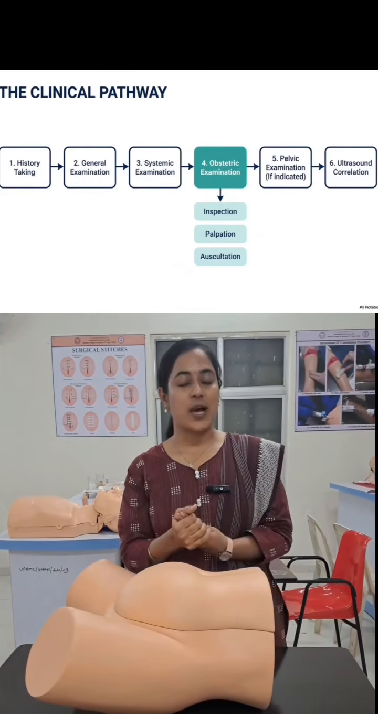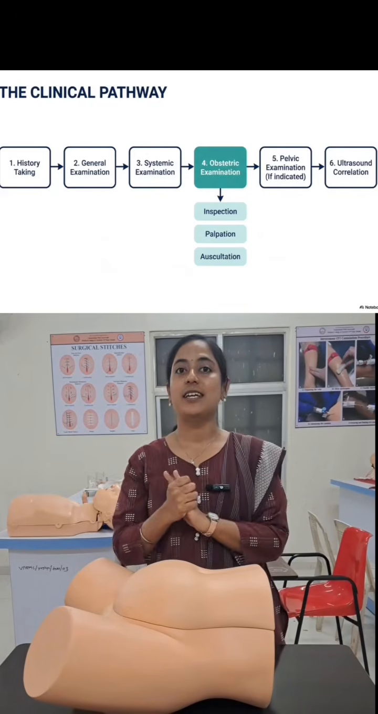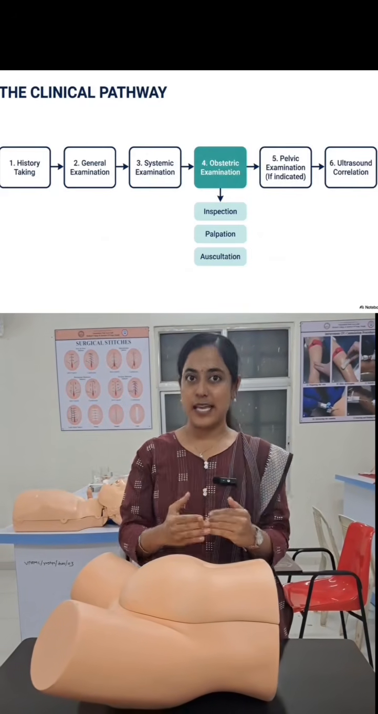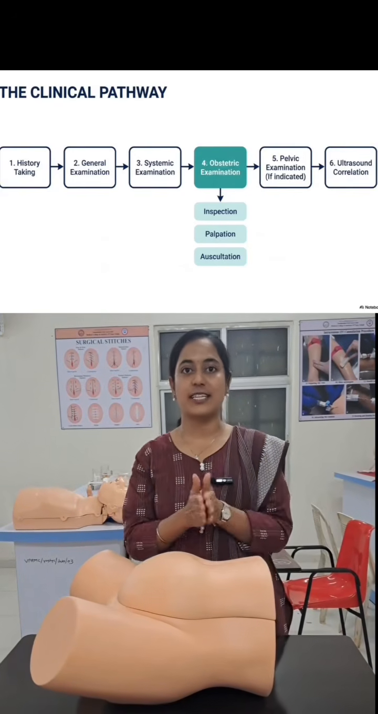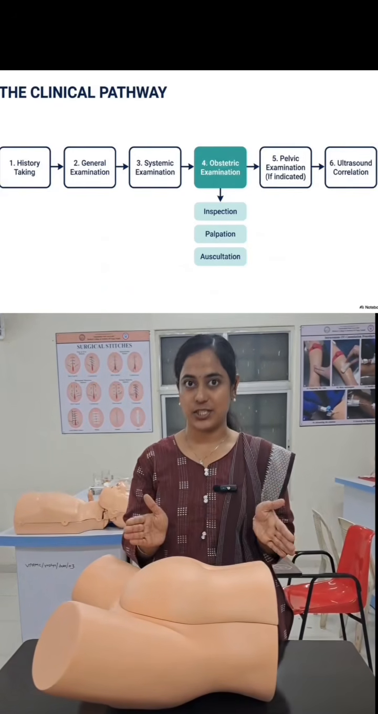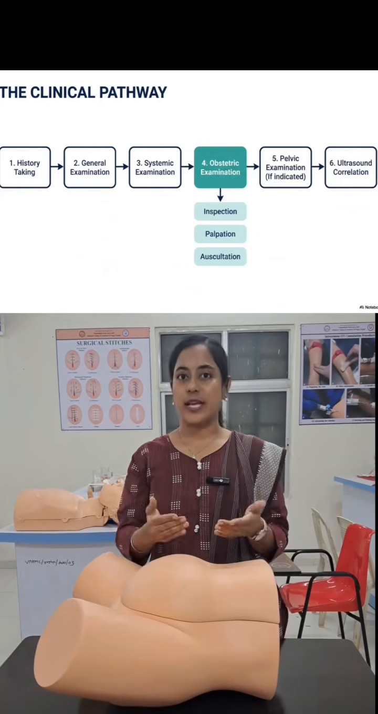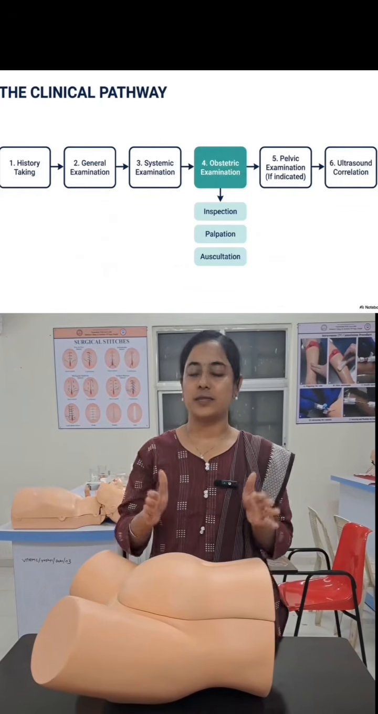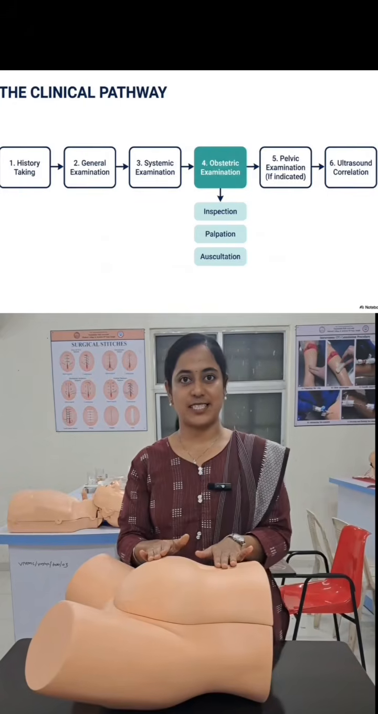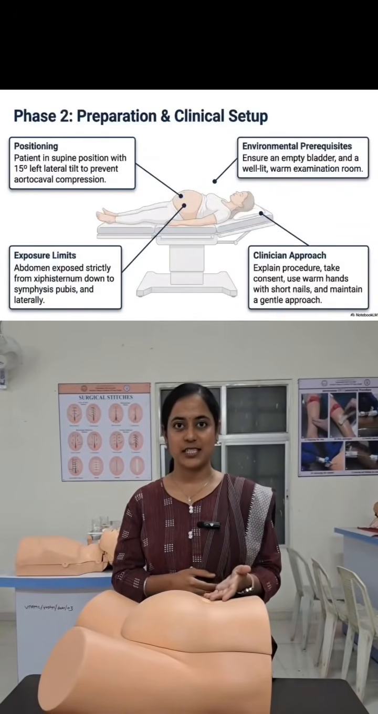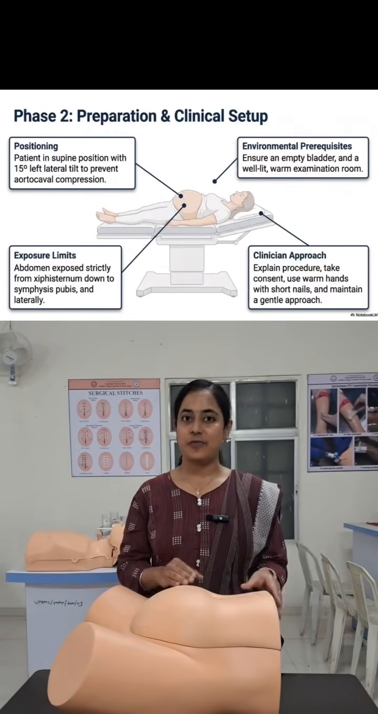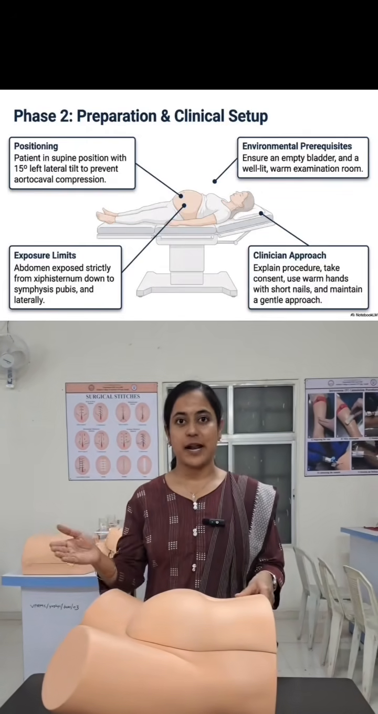And then we are going to assess for the general examination and then the systemic examination. After that we are going for a special examination, that is obstetrical abdominal examinations. So today I am going to explain in detail about the obstetrical abdominal examinations. While going for the abdominal examination, explain the procedure to the patient and take a verbal consent. After that, ask the patient to empty the bladder.